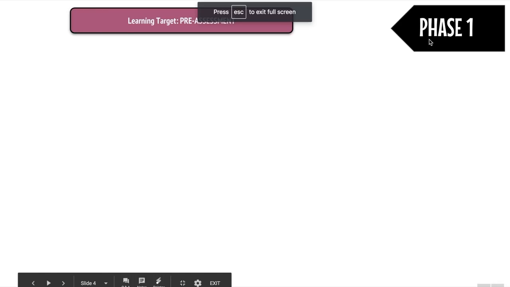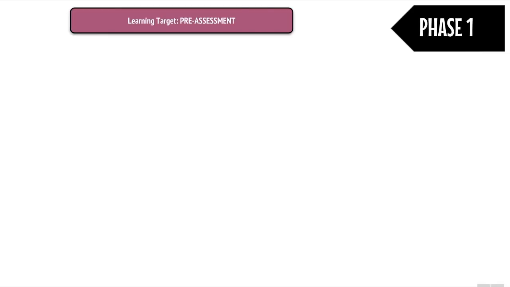Okay, so let's get into the work and let's start to deconstruct the pieces and parts of this mastery-infused instructional cycle. Like I mentioned earlier, your cycle should start with some kind of pre-assessment.